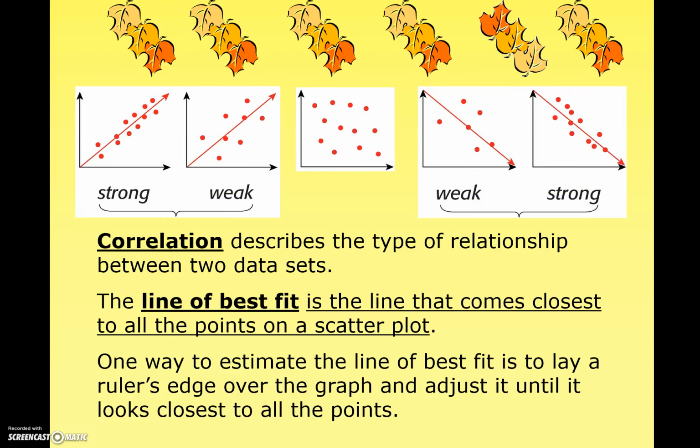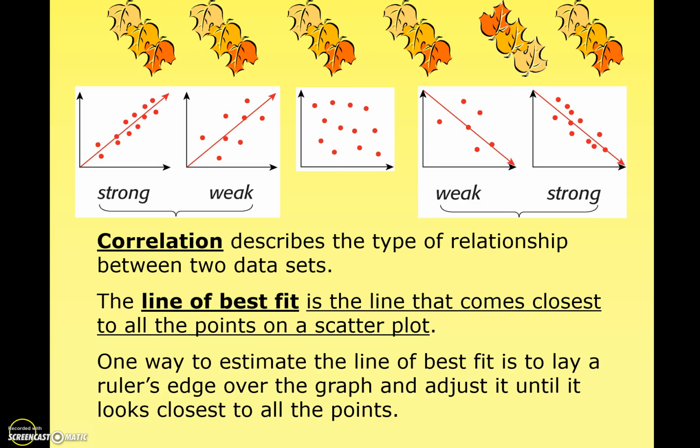We have a strong or a weak correlation. If you look at the strong ones, all the points are very close to the line, while the weak one is kind of spread out from the line of best fit. So you see all the points that are really, really close to that line of best fit versus being apart. Then we have the one in the middle. In the one in the middle, we can't really create a line of best fit because the points are too scattered around our scatter plot in order to find a line of best fit.